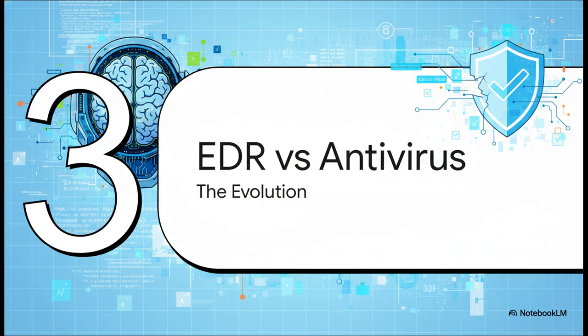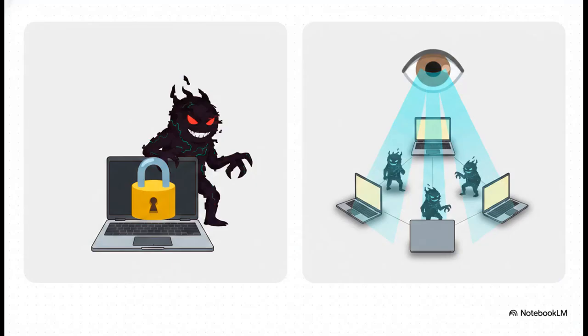All right, let's move to Section 3, EDR versus traditional antivirus. Just to make this crystal clear, let's stack them up side by side. Traditional antivirus has one main job, keeping known malware out. It is totally signature-based, but the moment something slips past that initial gate, it's basically game over.